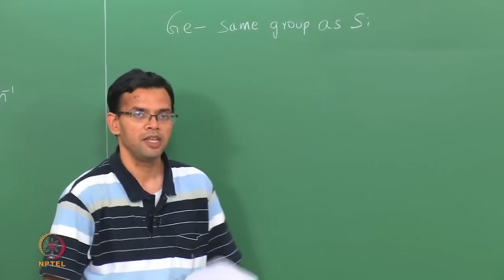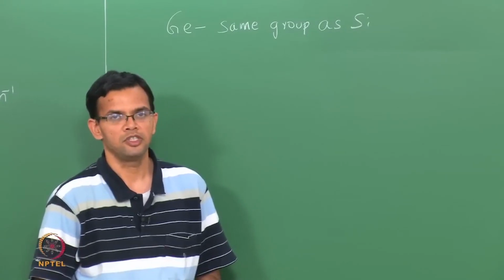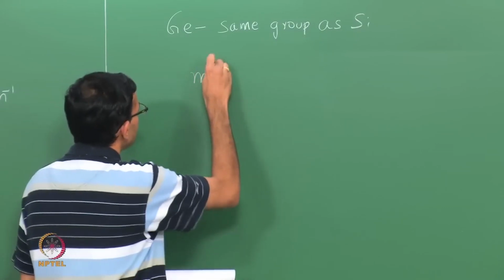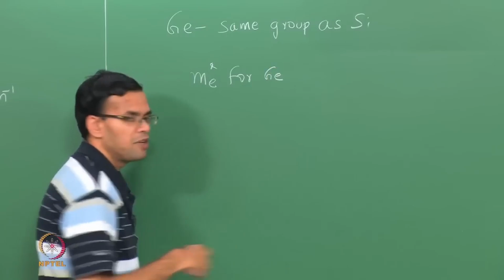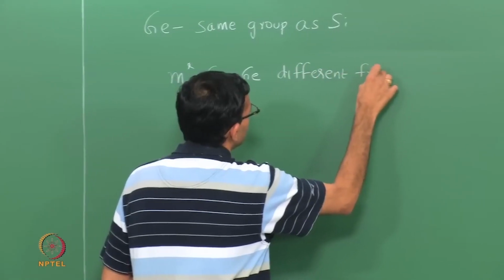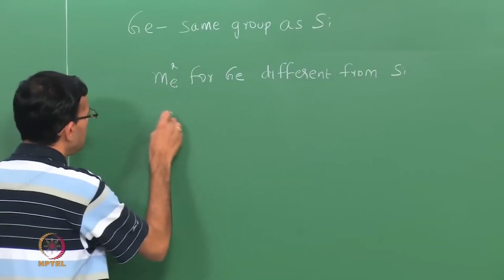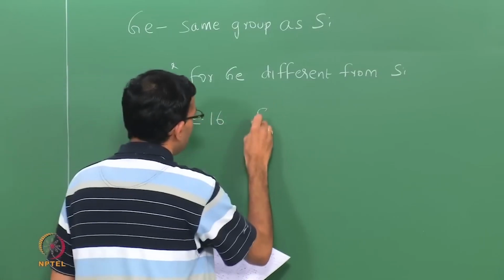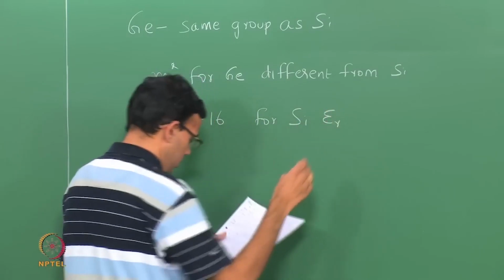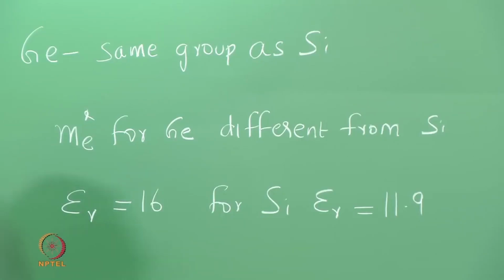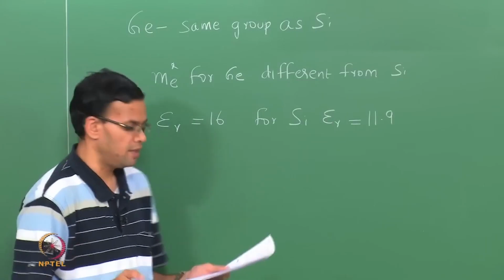Once again, in the case of germanium, we can calculate the ionization energies for these dopants. We could use the hydrogenic model. The only difference is the effective mass me star for germanium will be different from that of silicon. And similarly, your relative permittivity for germanium is around 16, while for silicon epsilon r is around 11.9. But we can use the same hydrogenic model in order to calculate the ionization energies. So let us look at some actual values just to compare silicon and germanium.